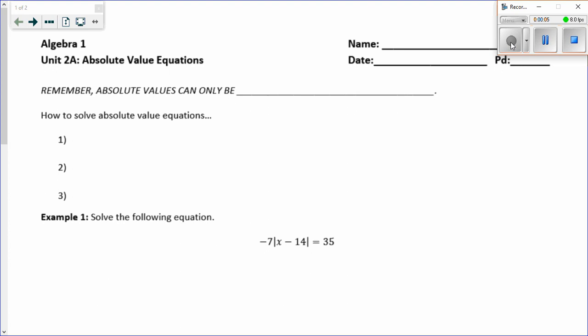Today we're going to be doing our last day of notes for Algebra Unit 2A on absolute value equations. So let's go ahead and get started. Quick reminder that absolute values can only be positive. So we're going to go through the steps on how to solve absolute value equations.